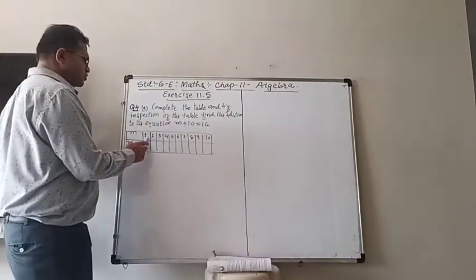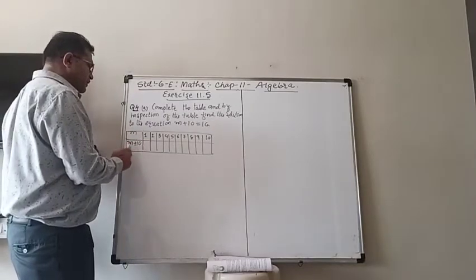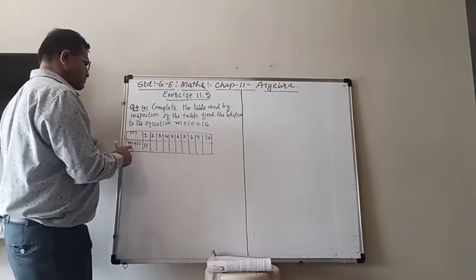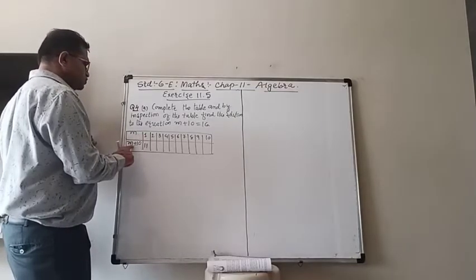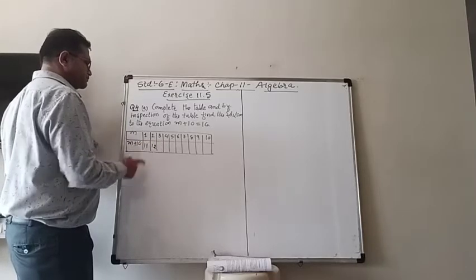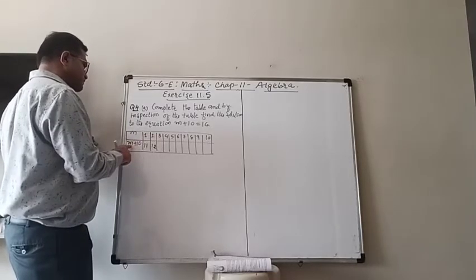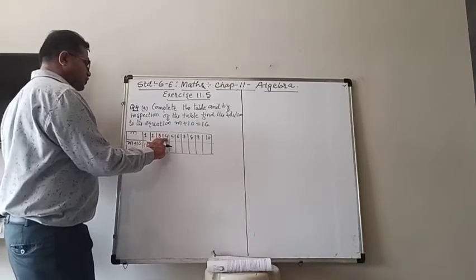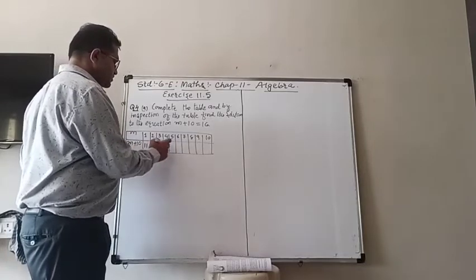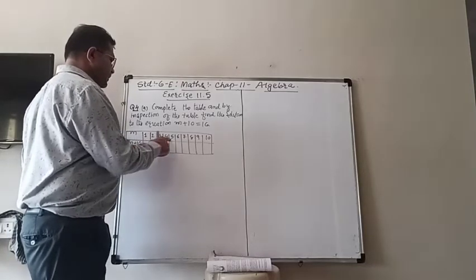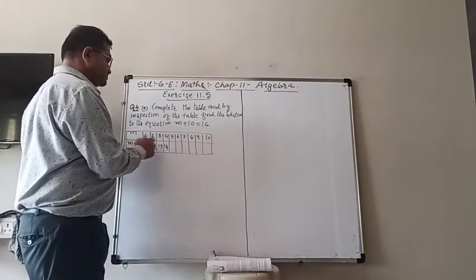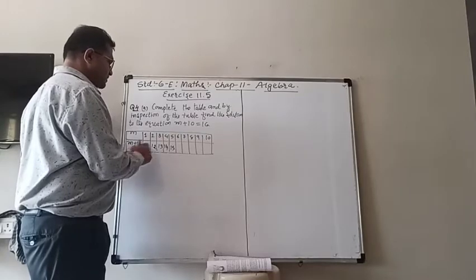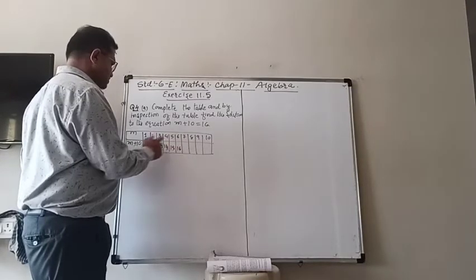So first m is equal to 1. Then m plus 10 is 1 plus 10. What is 1 plus 10? 11. So here it will be 11. Then for m is equal to 2, 2 plus 10 it will be 12. For m equals 3, 3 plus 10 that is 13. For m equals 4, 4 plus 10 is 14. Then for m is equal to 5, 5 plus 10 is 15. For m is equal to 6, m plus 10, that is 6 plus 10, that is 16.